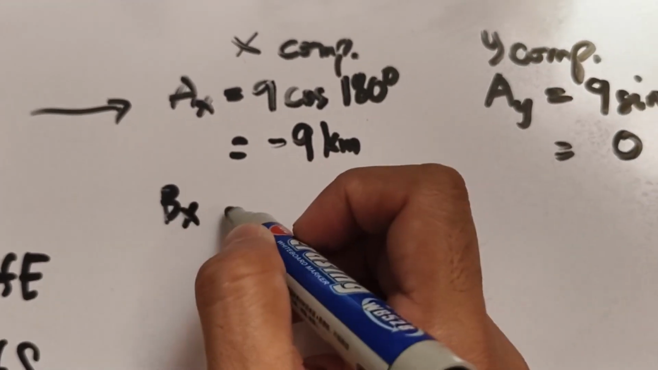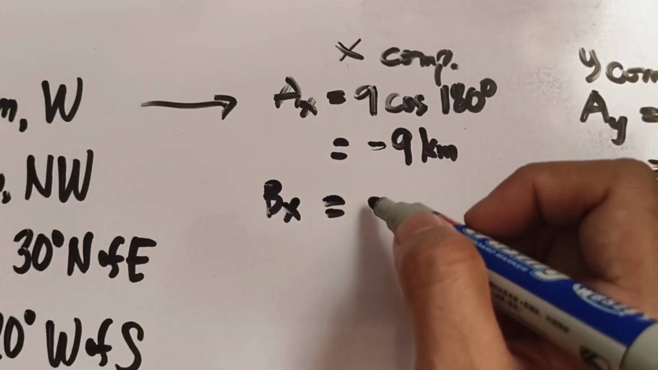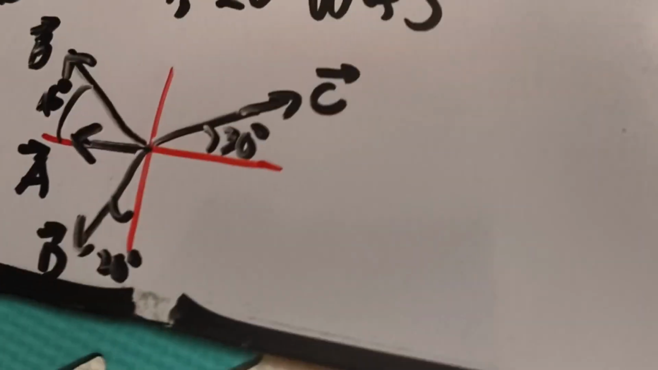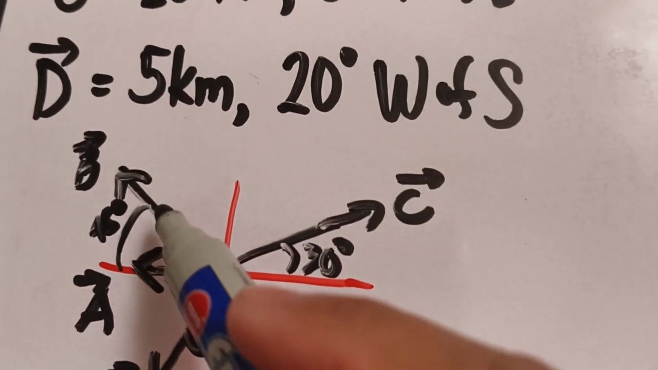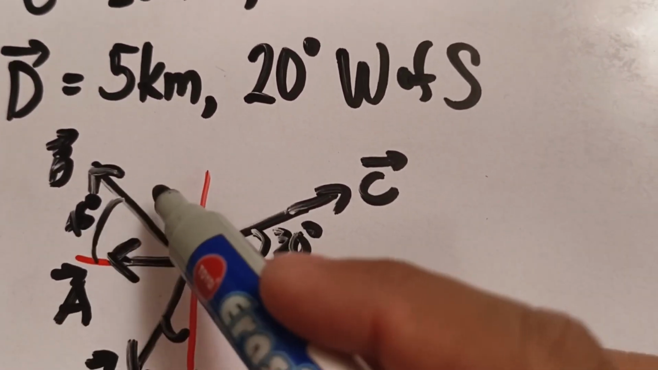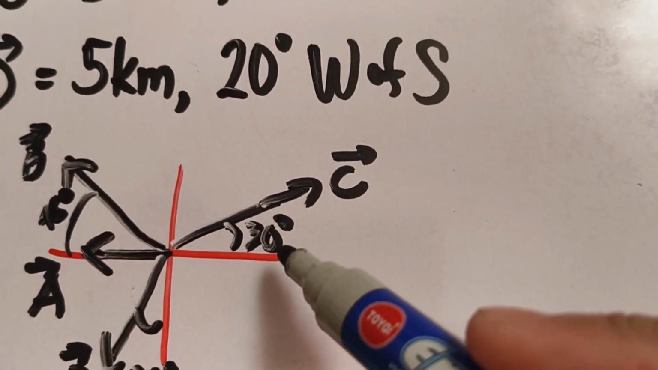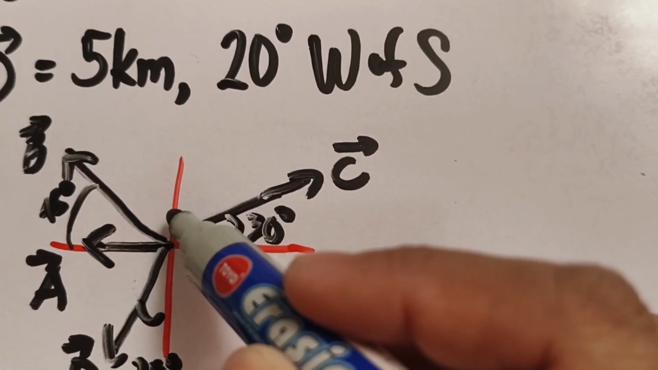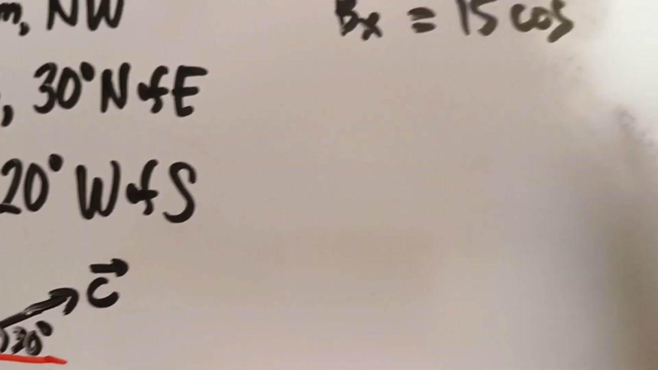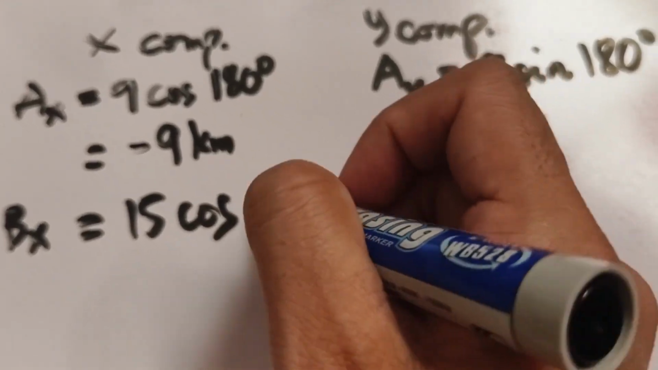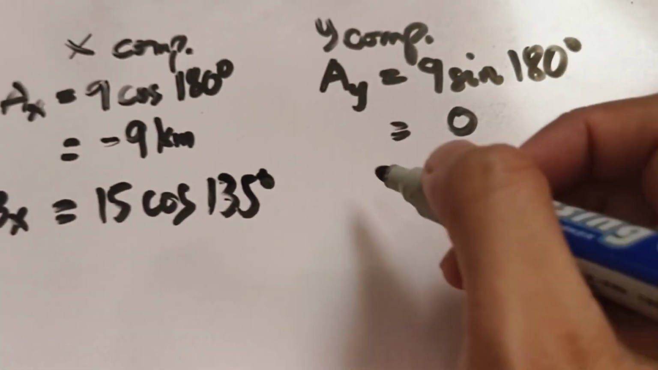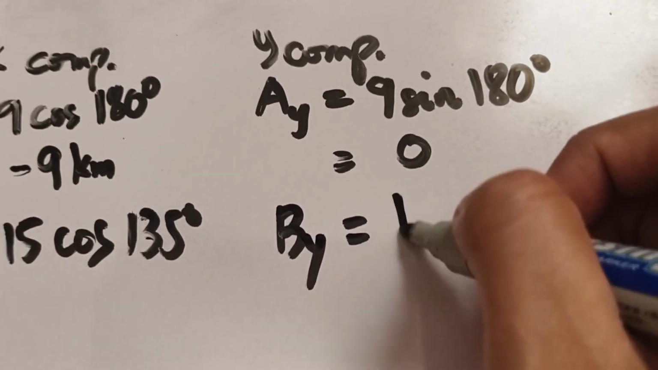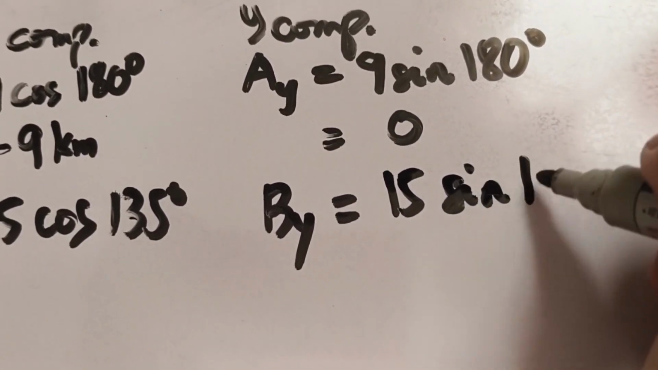BX. BX is equal to 15 cosine. Alalahanin nyo yung vector B natin ay nasa northwest. Ito. So, 45 dito, 45 din doon. So, kung mula sa positive X yung angle natin, hanggang doon, ilan lahat yon? Tama. So, that's 90 plus 45. So, that's 135 degrees. Tapos, for our Y component, that becomes 15 sine of 135.